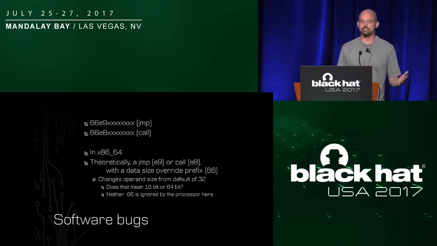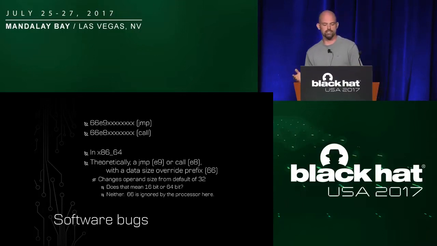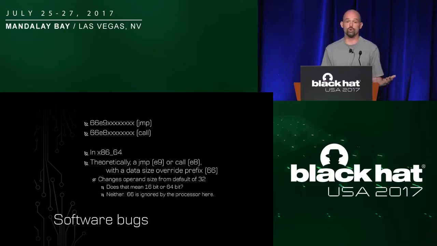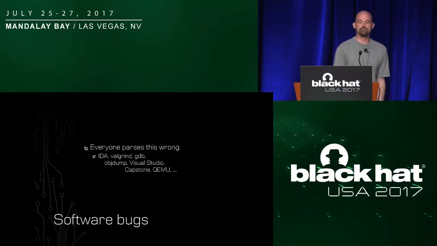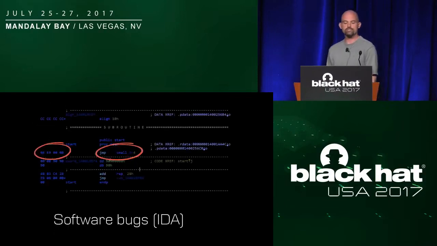Turns out on x86, or on Intel processors, it does neither. 66 is just ignored by the processor. But nobody expected that. Everyone parses these instructions wrong. So what does that mean? Well, all these tools have this exact same bug in them. I tried this with IDA, Valgrind, GDB, Objdump, Visual Studio, Capstone, QEMU, and about a dozen others, and they all had this bug. So let's look at this instruction in IDA, for example.